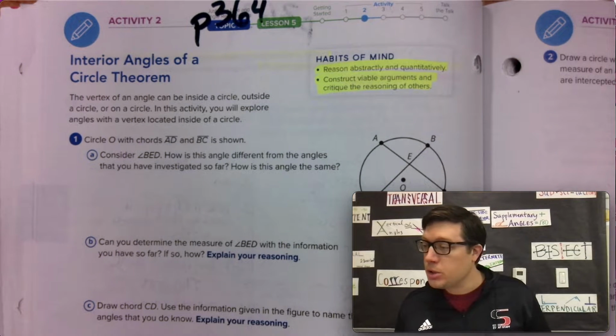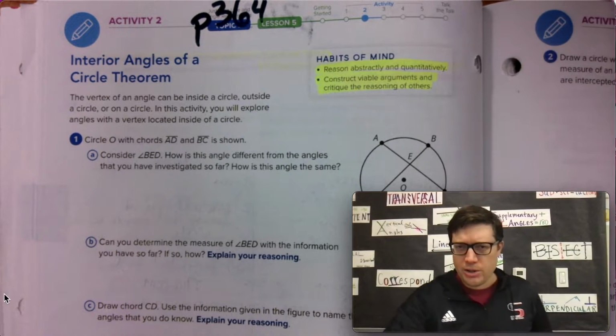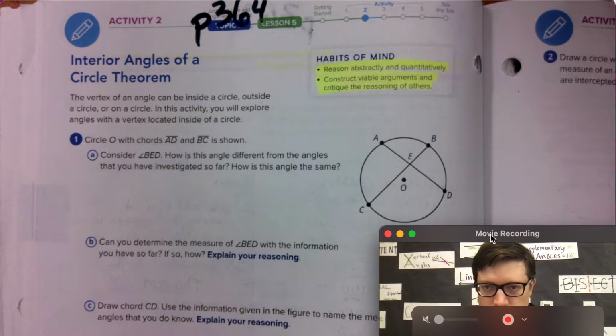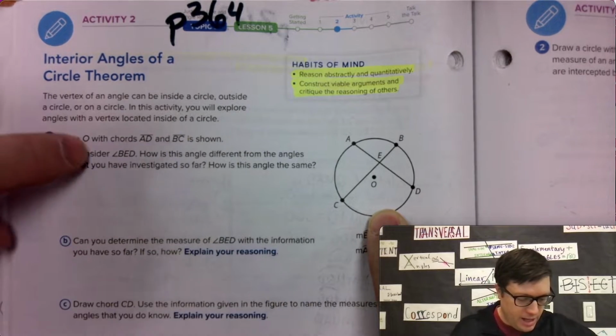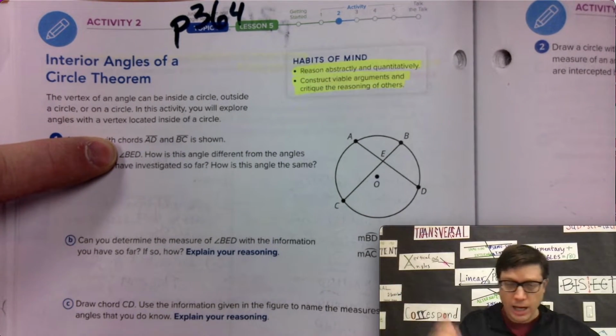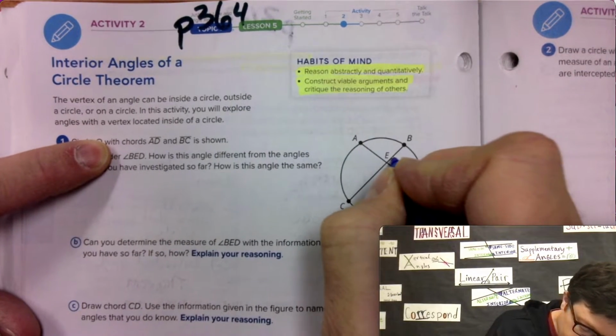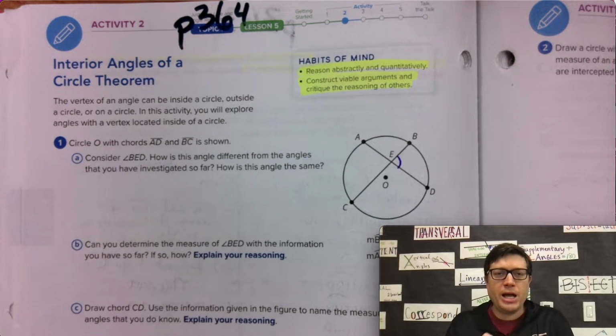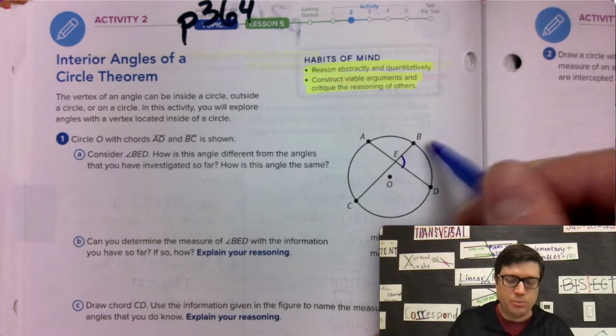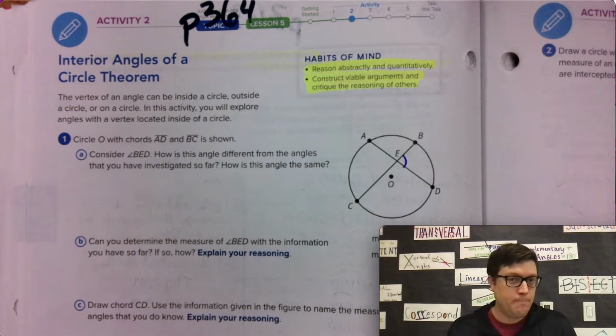Okay, so consider the angle, right? Let me see the screen a little bit better. So in this circle, we have an angle BED. Highlight it. Add some sort of information to what's here. We're creating chords AD and BC as shown. All right, there it is.